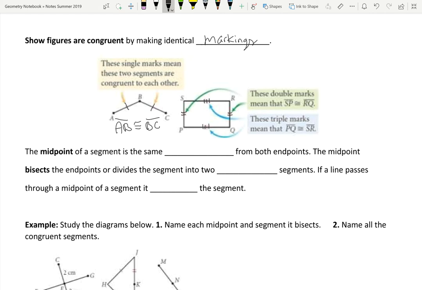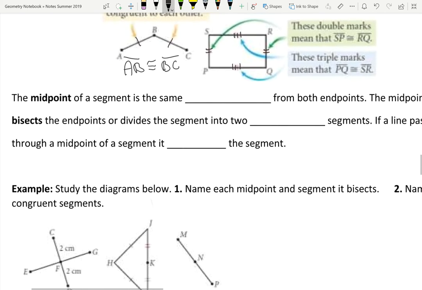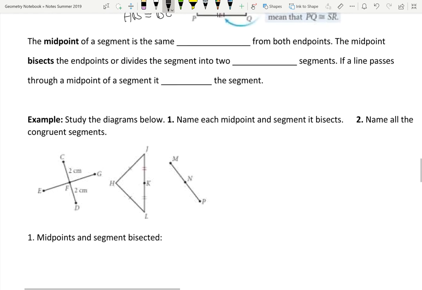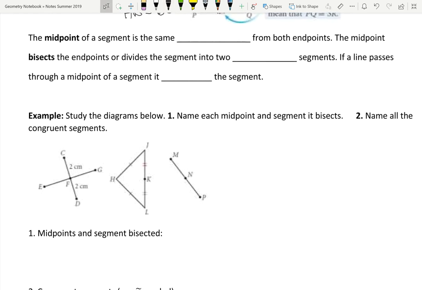So something that can come up is a midpoint. We'll have lots of midpoints in geometry, and a midpoint of a segment is the same distance from both endpoints. So for example, if you have a segment, maybe you have point A, and this is point B, and then right in the middle would be point M, and that's a midpoint. You'd mark it as a midpoint.